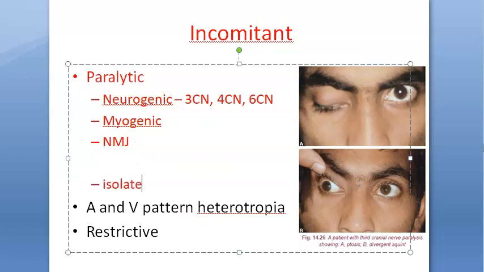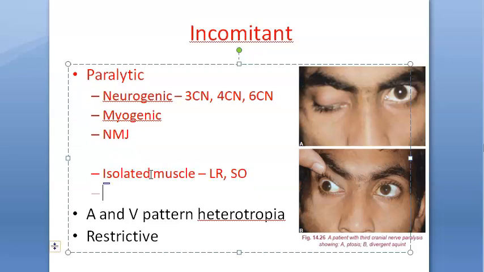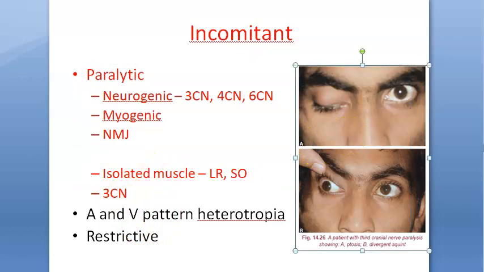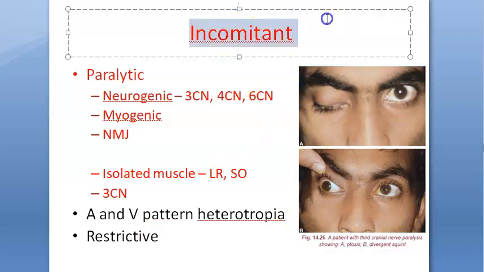You have isolated muscle palsy, that is some muscles are affected, right? One or two muscles, one muscle. Lateral rectus, they seem to be telling, and the superior oblique. Okay, these two are the most common muscles. Then if third cranial nerve itself goes off, what and all will happen? You saw that here. You saw that there will be ptosis, deviation out and down. Then ocular movements are restricted. That is the whole thing.